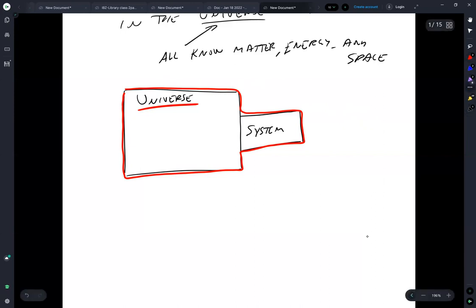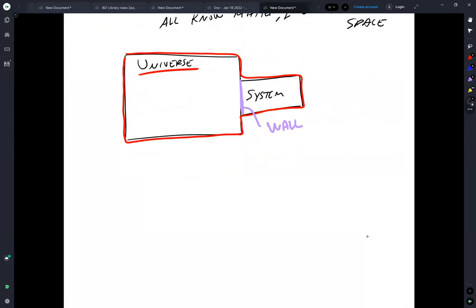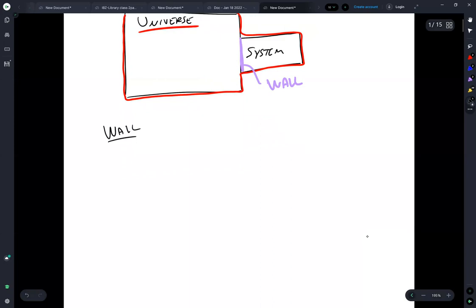Now, the important thing about this type of drawing, though, is that here we now have a wall that exists between our system and the rest of the universe. And the thing about this wall is that we can control the type of wall that we have. So if we have a wall that is impermeable, rigid, and isolating, then this is an isolating wall.